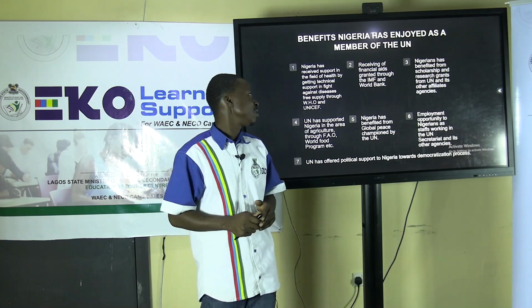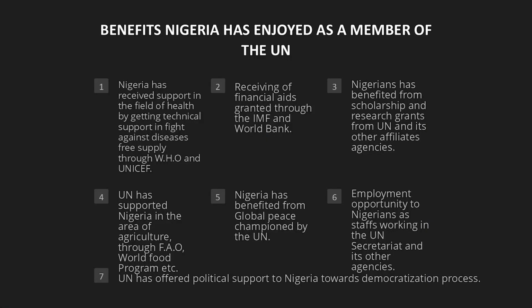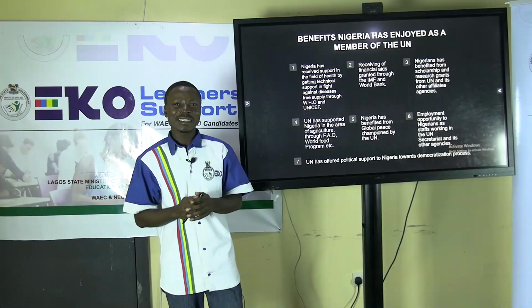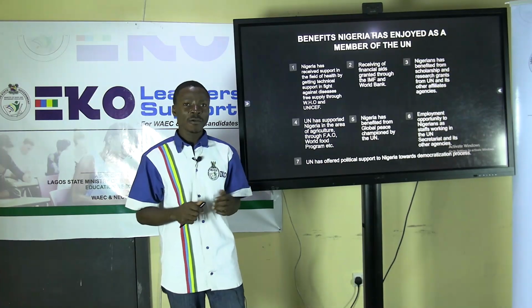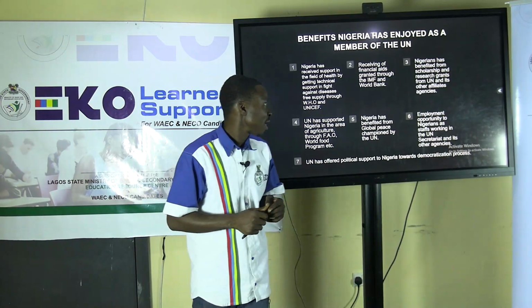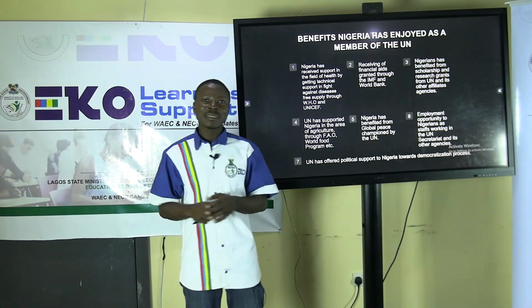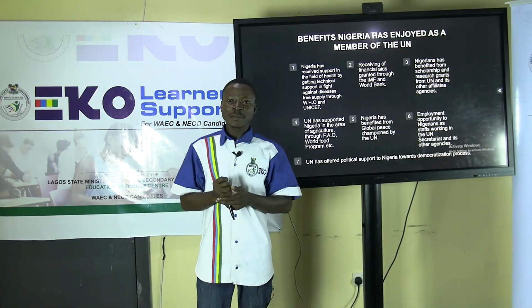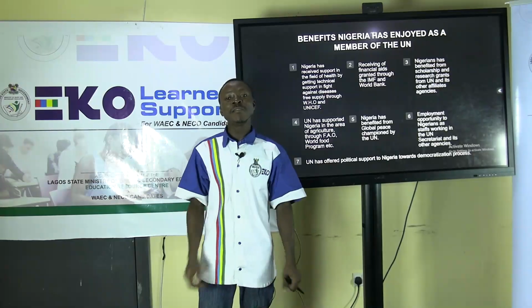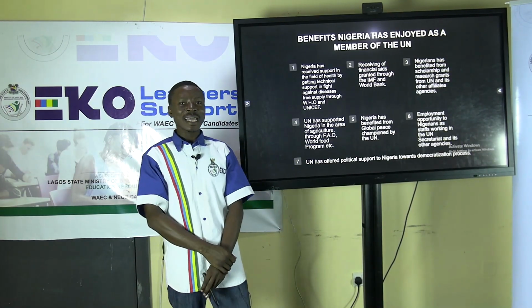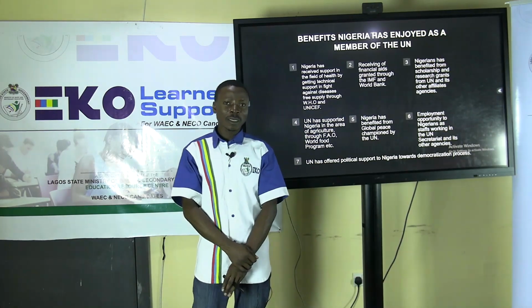Also, we look at the receiving of financial aid and grants from the IMF, which is the International Monetary Fund, and the World Bank, which is also an agency or organ of the United Nations. And also Nigeria has benefited from scholarships and research grants of the United Nations, and has participated in seminars which are fully paid for by the organs of the United Nations or the United Nations organization itself.